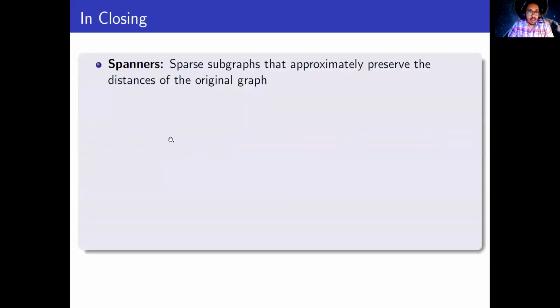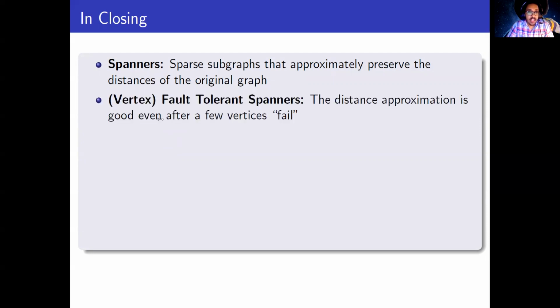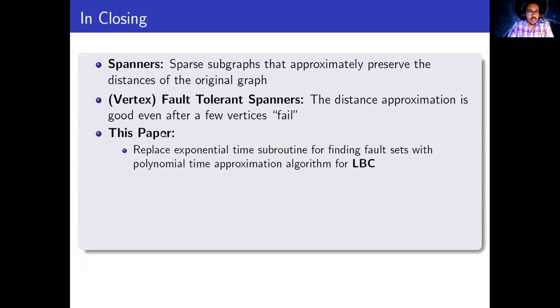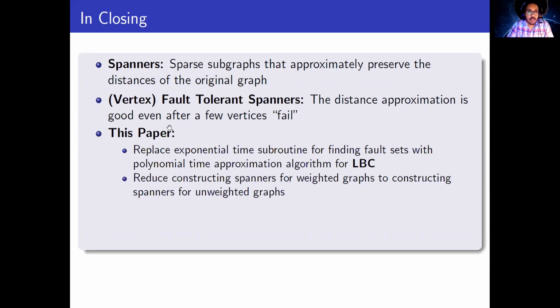So in closing, before I end my talk, I'd like to go back over some of the key ideas I introduced. Given a graph G, a spanner is a subgraph that allows us to approximately preserve distances in G. Fault-tolerant spanners have the additional property that this approximation is robust to vertex or edge failure up to some threshold F. We developed a polynomial time algorithm for constructing unweighted fault-tolerant spanners by replacing an exponential time subroutine for finding fault sets with a polynomial time approximation algorithm for length-bounded cut. We then showed that constructing weighted spanners could be reduced to constructing unweighted spanners by considering the edges in non-decreasing order of weight.